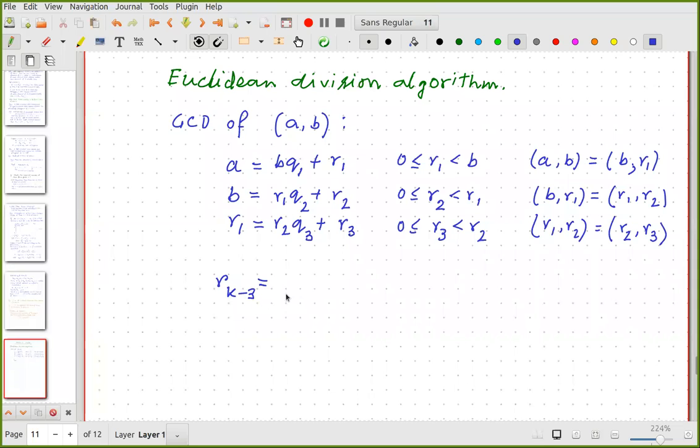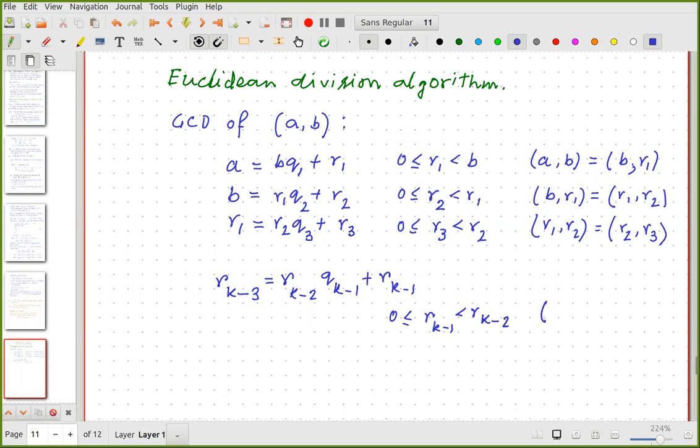Coming to this k minus 1 step, so this is the third step, just notice the indexing. Here it is 3 and this is 1. If I'm looking at the k minus 1th step, then this should be 2 less than that. So this is R k minus 3 = R k minus 2 Q k minus 1 + R k minus 1, with 0 less than or equal to R k minus 1 less than R k minus 2.